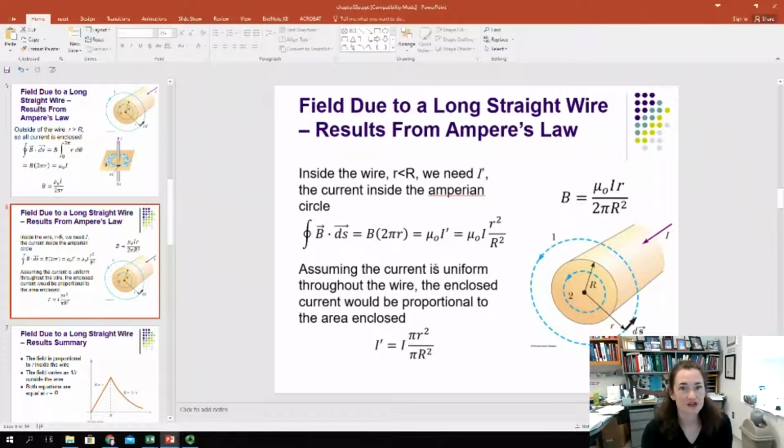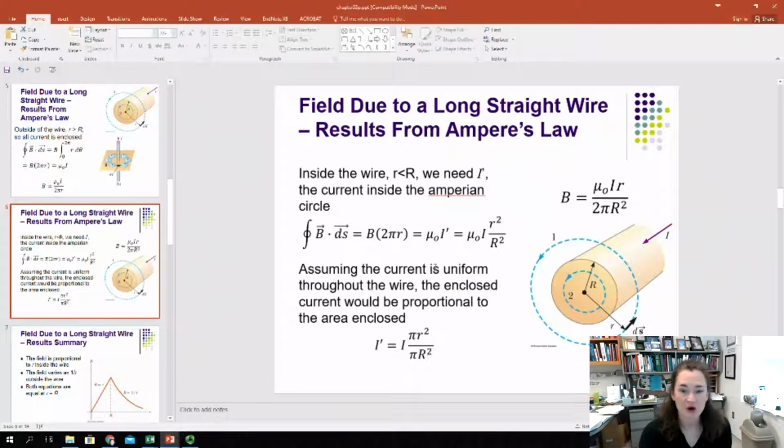Now, how much current I prime would we be enclosing? We've already said that the current is uniform throughout this wire. So if it's uniform and distributed all throughout the wire, then the amount of current that we're enclosing would be proportional to the amount of area that we're enclosing. So how much area are we enclosing? Well, we're enclosing pi times little r squared. That's the area of the circle that we're enclosing. But the total current is enclosed by pi big R squared. So if we take a ratio of the enclosed areas and then multiply that times the total current, we should get the amount of current that we're actually enclosing.